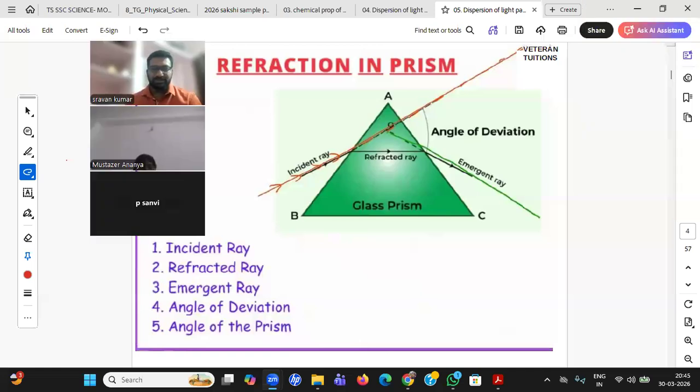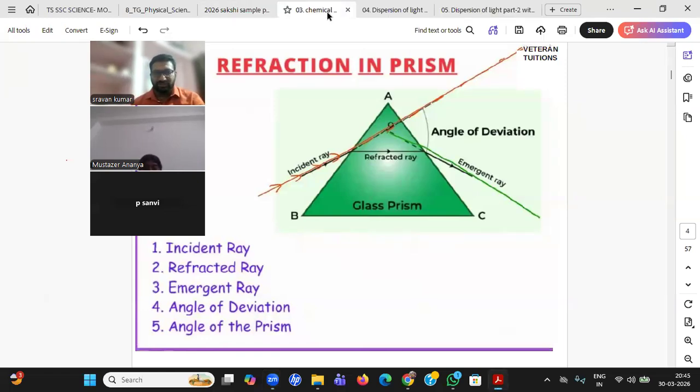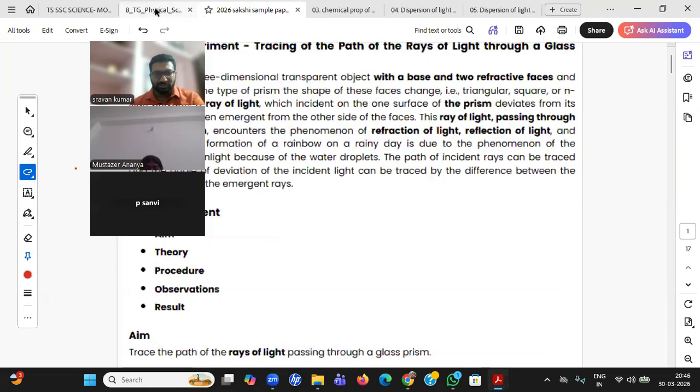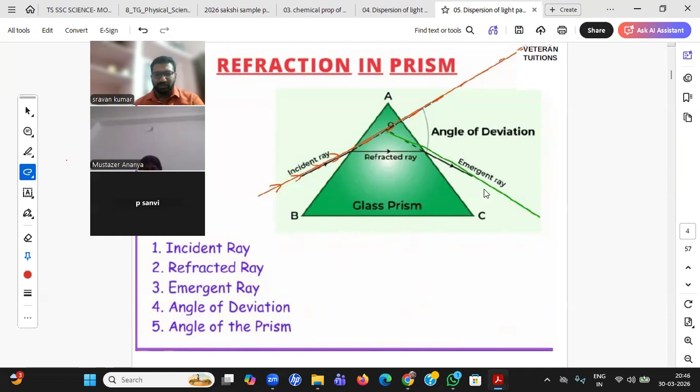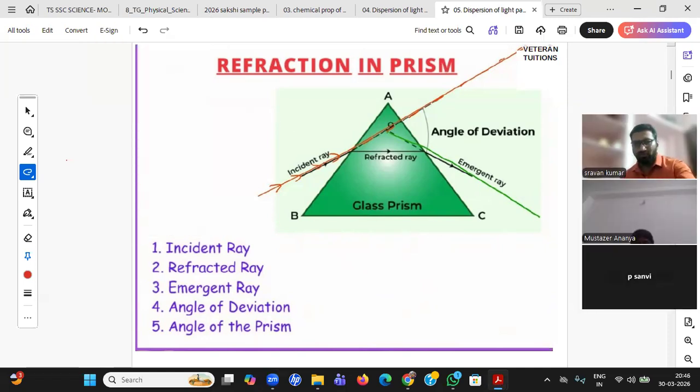So I'm sharing my screen. Student, he's speaking about this particular concept, which we have discussed in CBSE, but not in revision. So what's the question? Read the question. In the experiment of finding the refractive index of the prism, the minimum deviation will be observed in the following case. You see what he is speaking: I1, I2. But what are I1 and I2, student? You see there is some angle of incidence over here.